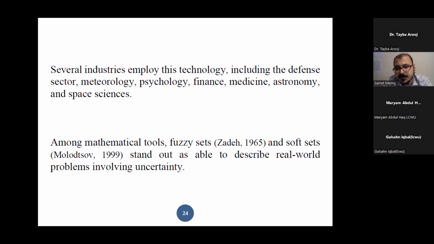Among mathematical tools, fuzzy set and soft set stand out as able to describe real-world problems involving uncertainty. So the main idea of studying these two concepts is that we always model uncertainty using the soft set or the hybrid versions of soft set. And the other area, for example machine learning, tries to model uncertainty, and we can combine them to enhance the modeling ability.